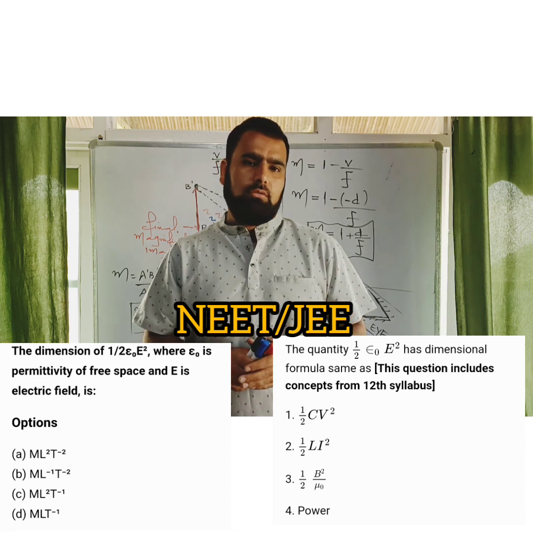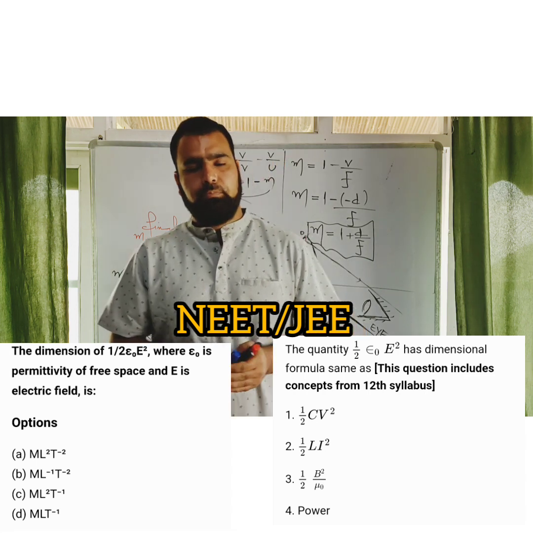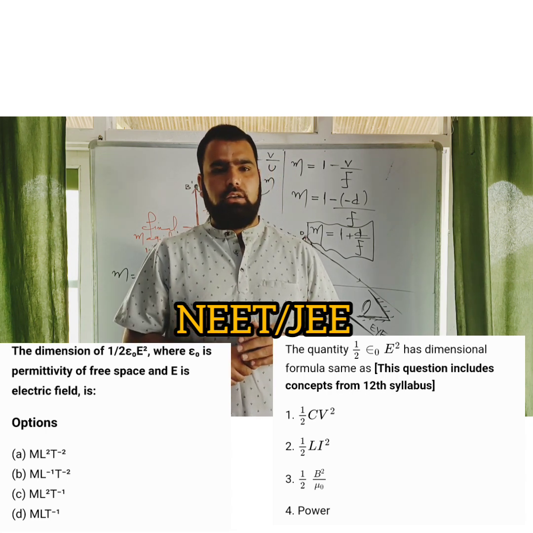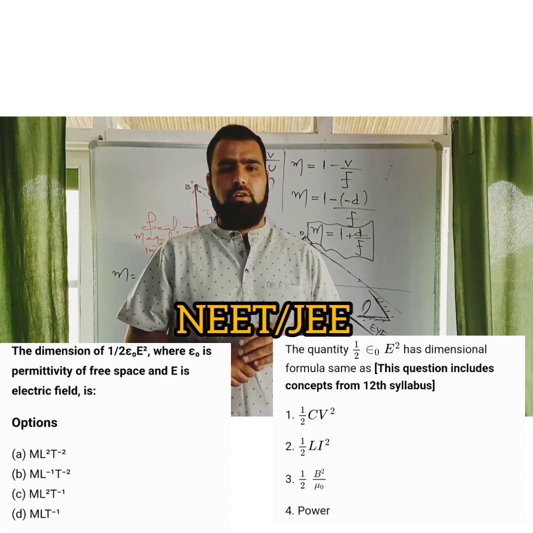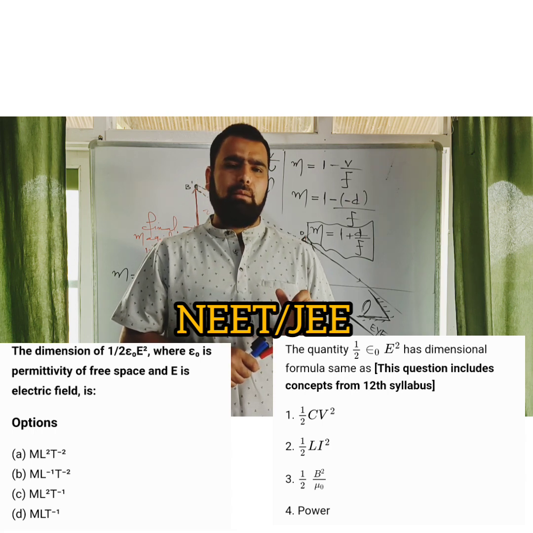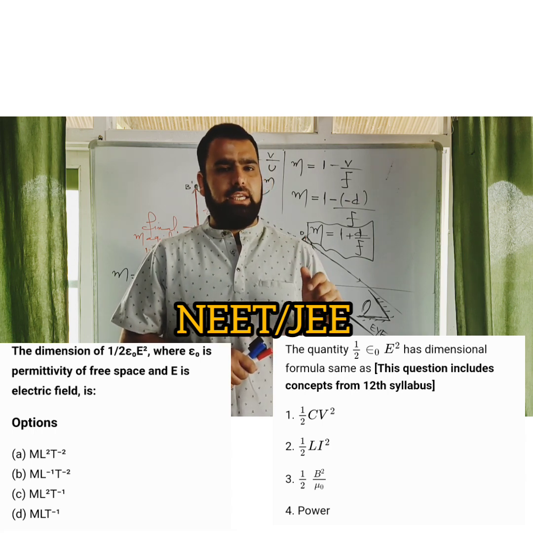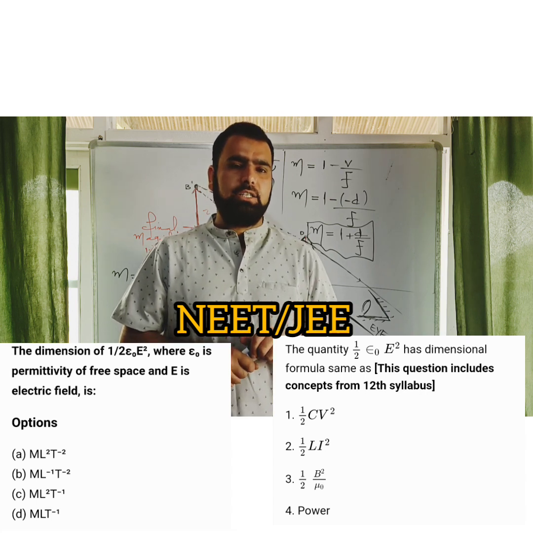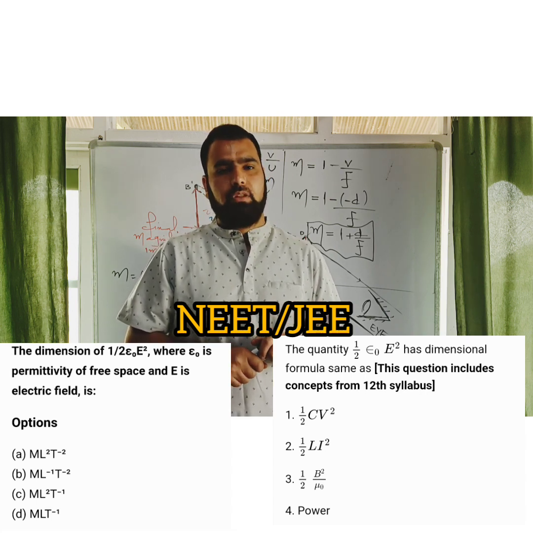And you know, we have a term that is 1 by 2 epsilon naught, that is permeability of vacuum, multiplied by the electric field E, the square of the electric field. This term represents the energy density of electric field.